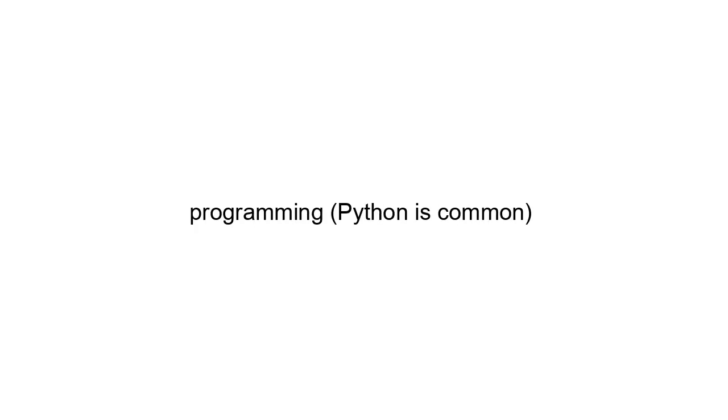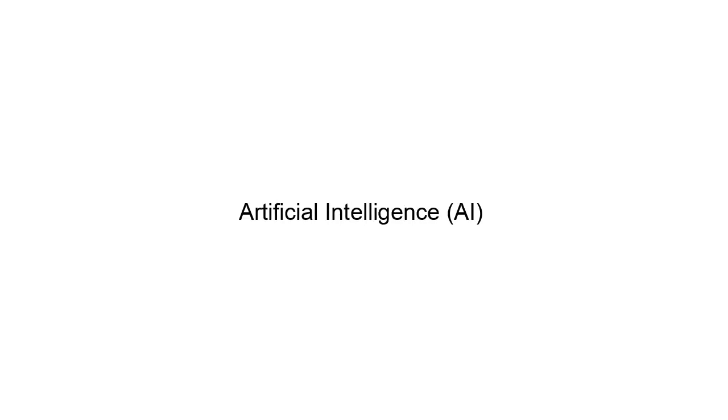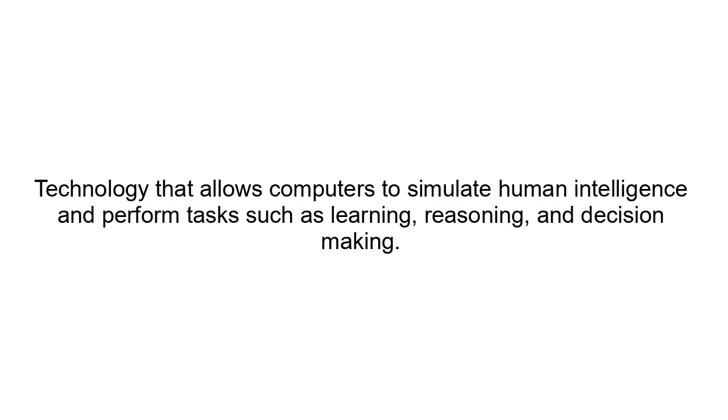Skills needed to learn AI. People interested in AI often learn programming. Python is common. Mathematics, statistics, data analysis, machine learning algorithms. These skills help build intelligent systems. Simple definition: artificial intelligence, AI, technology that allows computers to simulate human intelligence and perform tasks such as learning, reasoning, and decision-making.